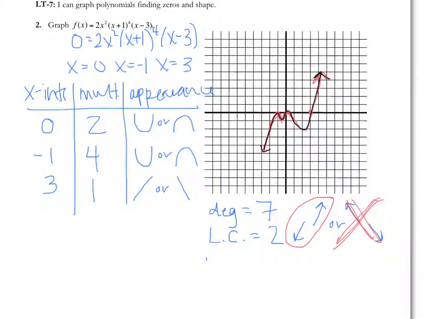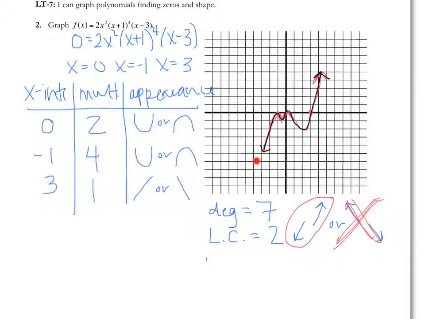So let's just quickly review our strategy here. We were given an equation. We first figured out what our x-intercepts should be. Once we knew what our x-intercepts should be, we used the equation to come up with the multiplicities. Based on the multiplicity, we figured out what the graph should look like near those x-intercepts. To figure out what the end behavior of my graph looked like, I identified the degree and the leading coefficient, and that allowed me to identify what the end behavior should look like.